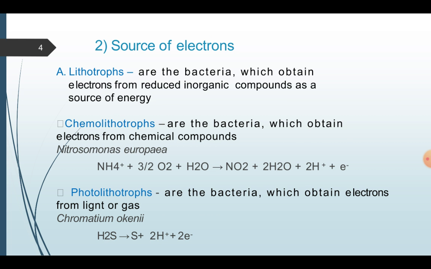First one, lithotrophs. Lithotrophs are the bacteria which obtain electrons from reduced inorganic compounds as a source of energy. Chemolithotrophs are the bacteria which obtain electrons from chemical compounds, for example Nitrosomonas europaea. This is the chemical reaction of chemolithotrophs. Photolithotrophs are the bacteria which obtain electrons from light or gas, for example Chromatium okenii.